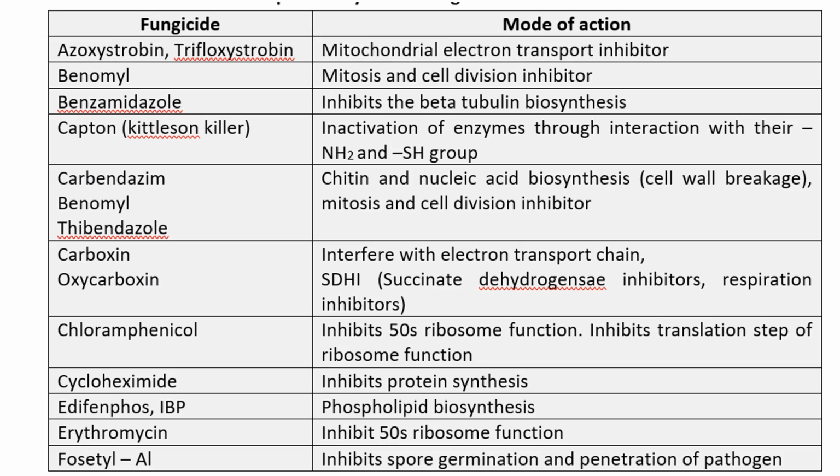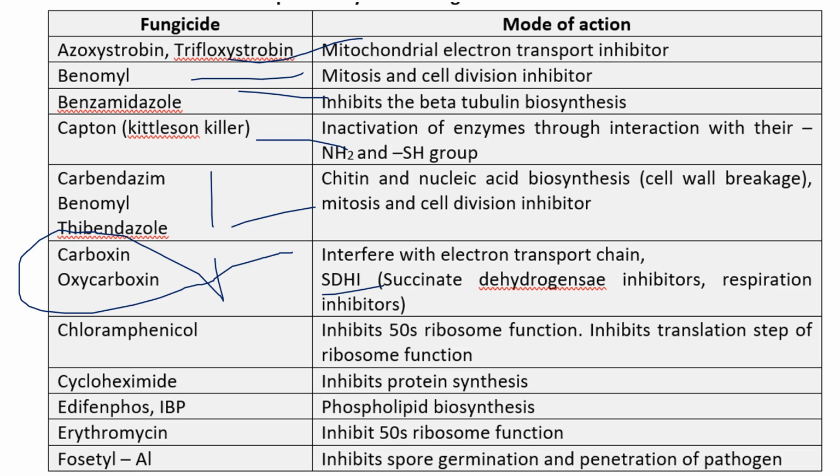Anyway, I'll go a little fast. Azoxystrobin and trifloxystrobin: mitochondrial electron transport inhibitors. Benomyl: mitosis and cell division inhibitor; benzimidazole inhibits beta tubulin biosynthesis. Captan inactivates enzymes by interfering with NH2 and SH groups. Carbendazim, benomyl and thiabendazole affect chitin and nucleic acid biosynthesis. Carboxin and oxycarboxin: the world's first systemic fungicide, developed by Von Schmeling and Marshall Kulka in 1966, which interferes with electron transport, an SDHA, succinate dehydrogenase inhibitor, that is a respiration inhibitor. Chloramphenicol inhibits 50S ribosome function; cycloheximide is a protein synthesis inhibitor; edifenphos inhibits phospholipid biosynthesis; erythromycin inhibits 50S ribosome function; fosetyl-aluminium inhibits spore germination and penetration of the pathogen.